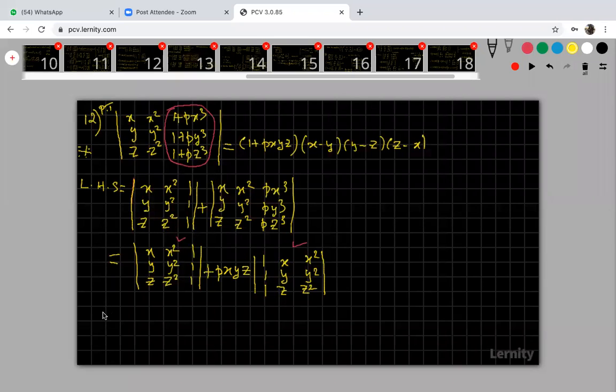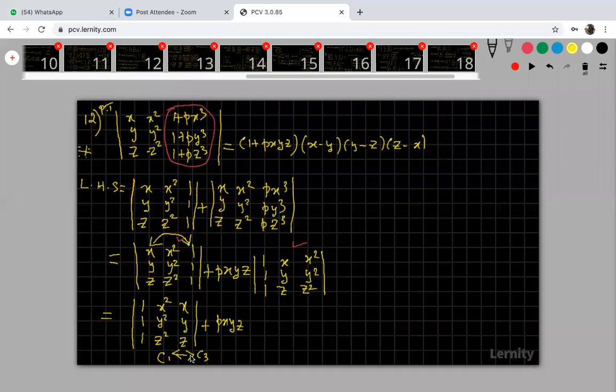Suppose I'm interchanging the columns. Look at that, here 1, 1, 1 is in the first column and here 1, 1, 1 is in the third column. I'm going to interchange the first and third columns. Interchanging column 1 and column 3 elements, what is my first column? 1, 1, 1. My third column is x, y, z. My second column stays as it is, x square, y square, z square. Plus this is p into x, y, z.